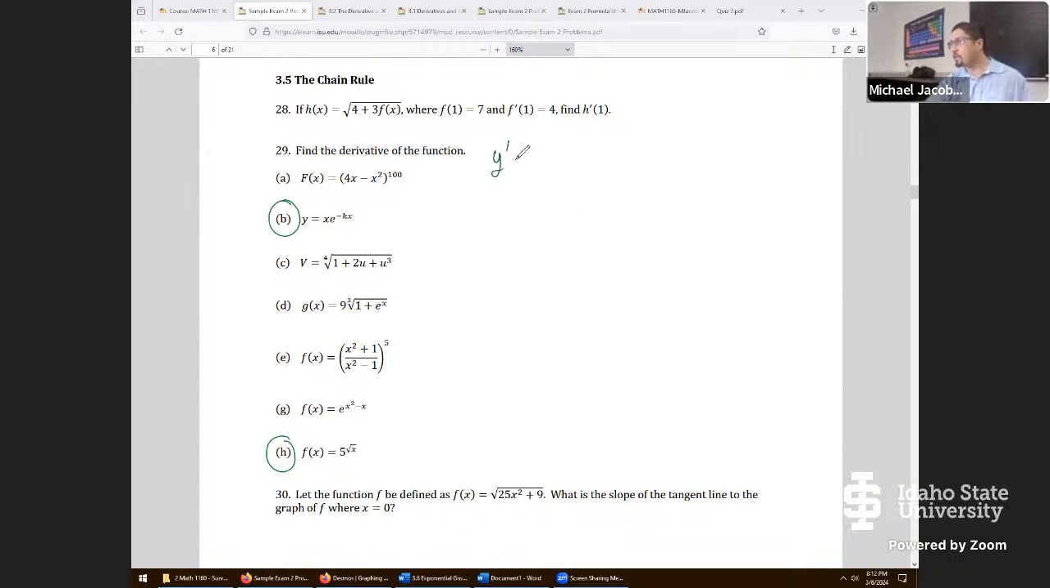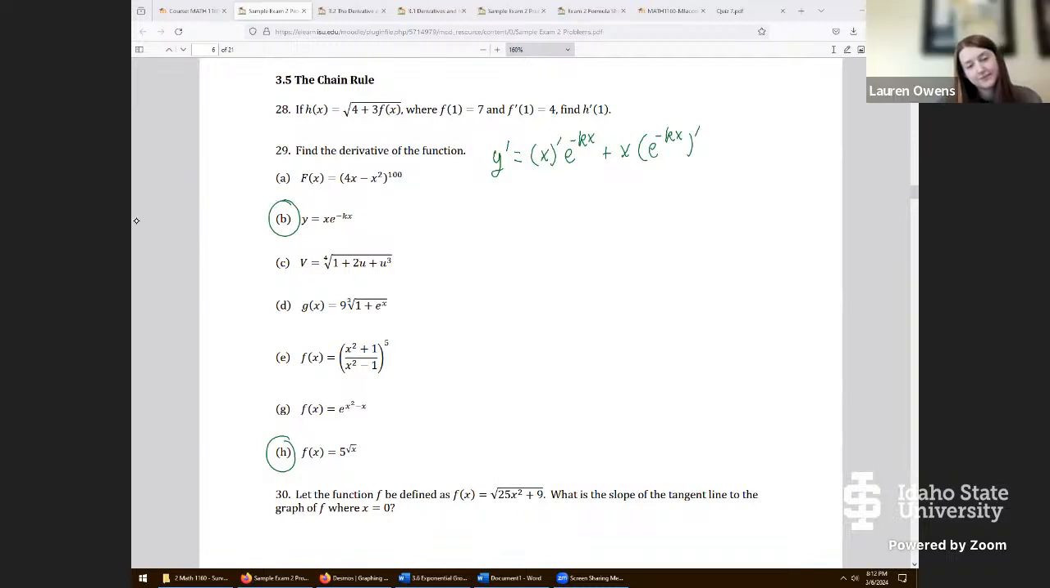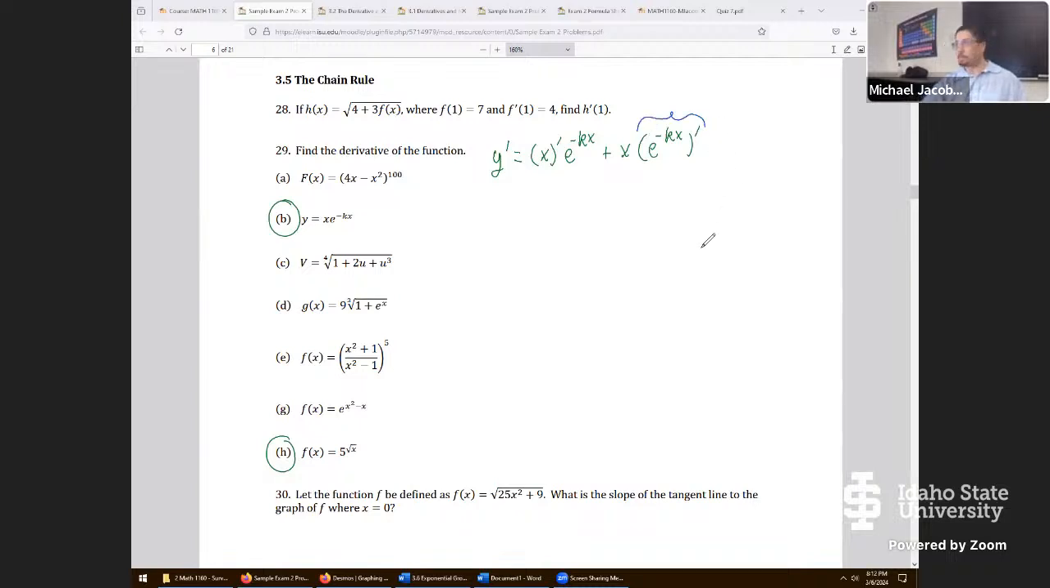So I would organize this one as y prime equals x prime e negative kx plus x e negative kx prime. So that would be my setup to get started on it. Does that make sense to that stage? Yep. Awesome. So next thing we'll do is, well, we can run through the whole derivative, but to me, the hardest part about part B is that right there. So we might as well just calculate that and see what it comes out as.